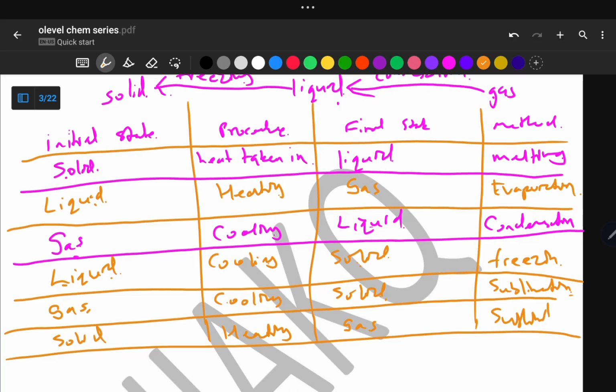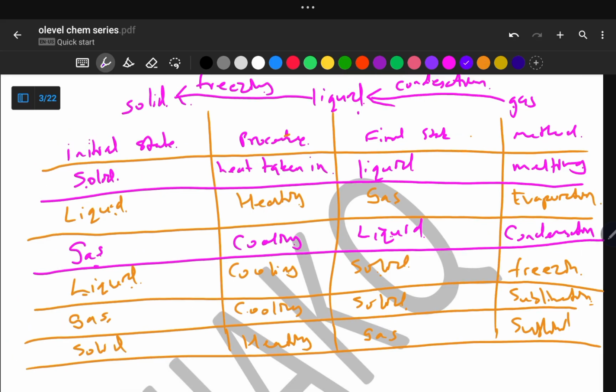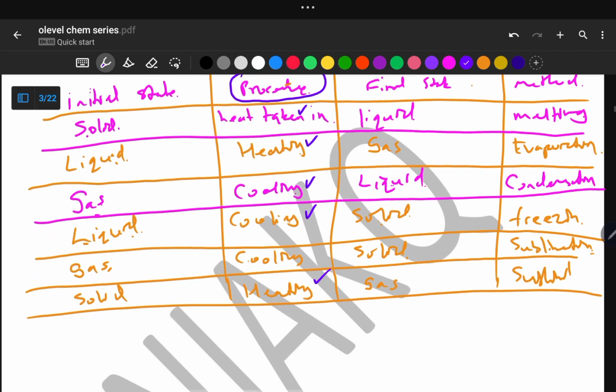So this is the table. We are having initial, procedure, final state, and then the method. So you need to know this table by heart, right? Are we together, guys? So I'm going to explain the procedures. So we have cooling and heat being taken in. So these are the two procedures we are having here, right?